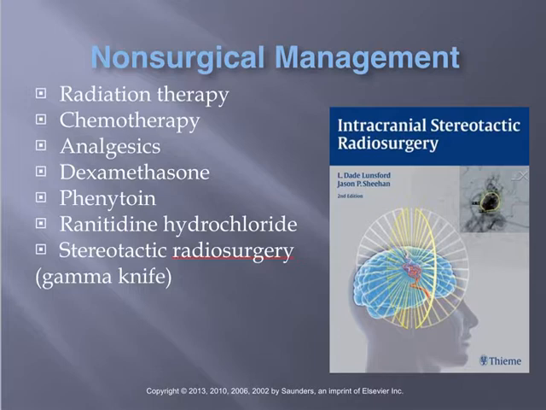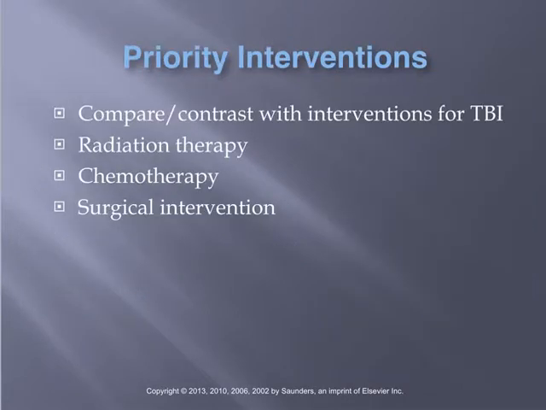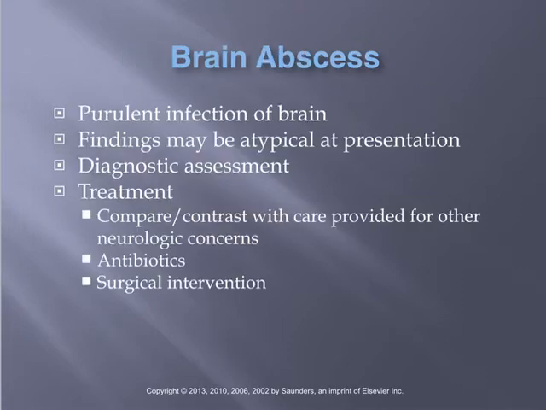And with surgical and non-surgical, we're going to closely monitor neurological function for side effects of medications. We're going to have these people on seizure precautions, and pain control is going to be a priority. Let's see. So I would take a look in your textbook about some of the different priority interventions related to different treatment options. And the last topic to discuss is a brain abscess.